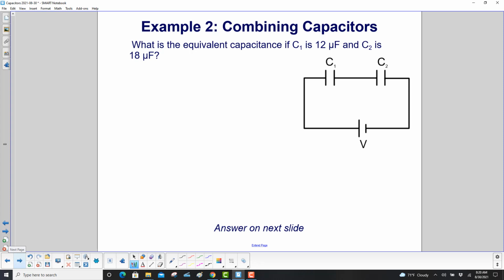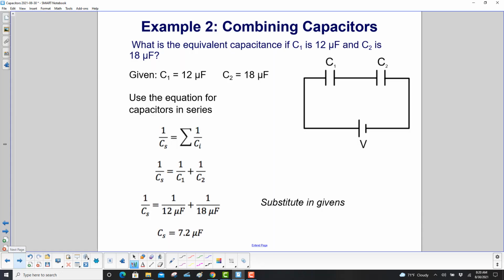What is the equivalent capacitance if C1 is 12 microfarads and C2 is 18 microfarads? This time we have capacitors in series, since if the current flows this way, which it is, conventional current, it goes through C1. It has no choice but to go through C2 also. So that means it's in series. So here's the equation this time. 1 over capacitance in series, that's the S there, equals the sum of 1 over C sub I, where I is 1, 2, 3, etc. In this case, we just have 2 capacitors.